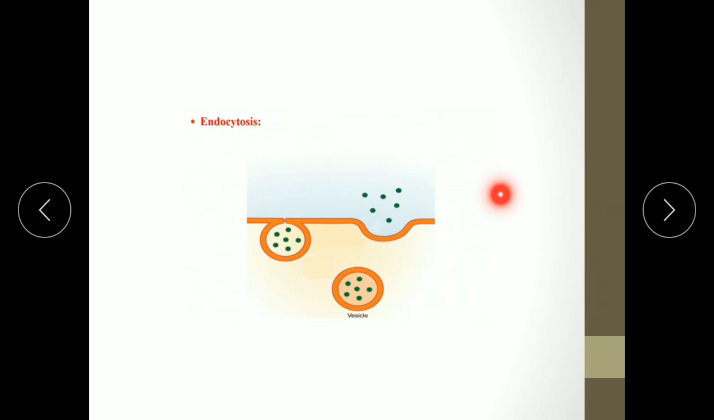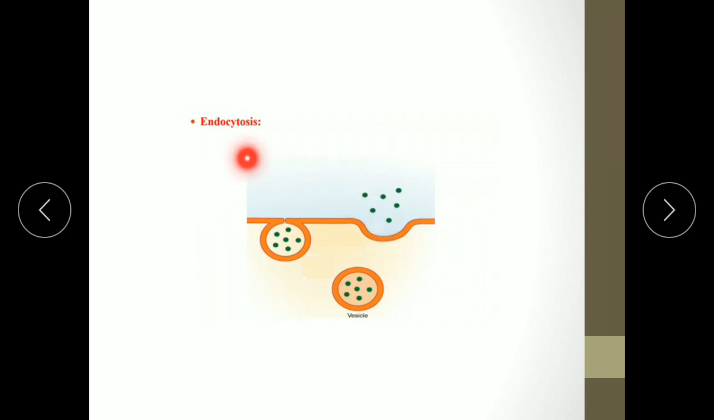Finally, endocytosis. It is a cellular process in which substances are brought in contact with the cell. The material is surrounded by an area of cell membrane to form vesicles. Now, this vesicle contains the ingested material. It is a form of active transport.